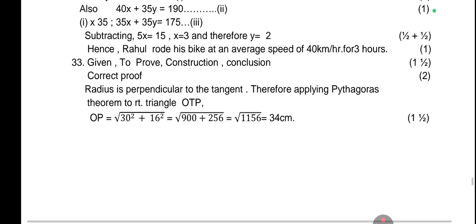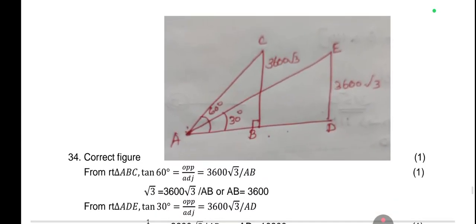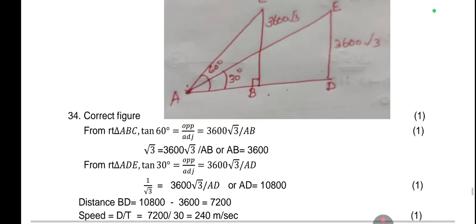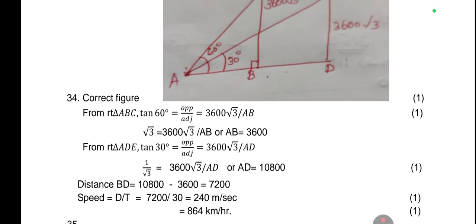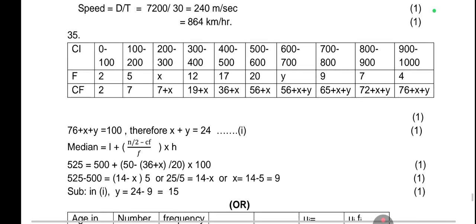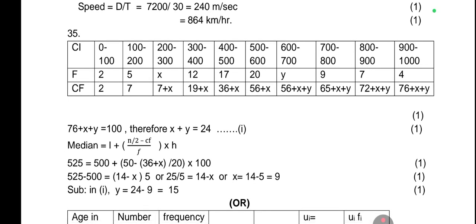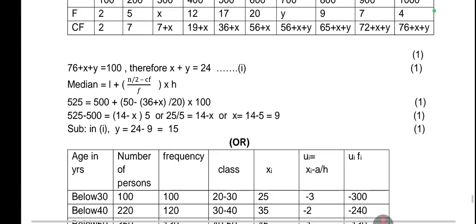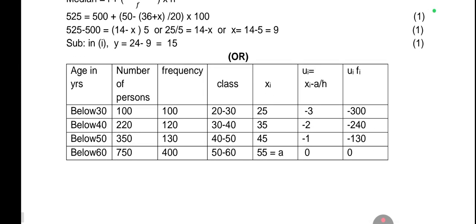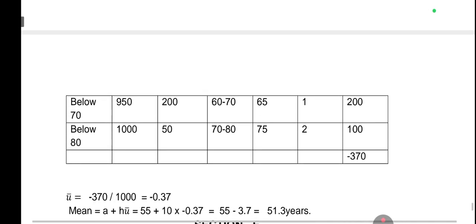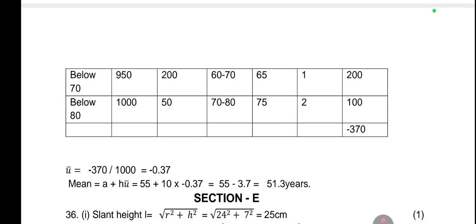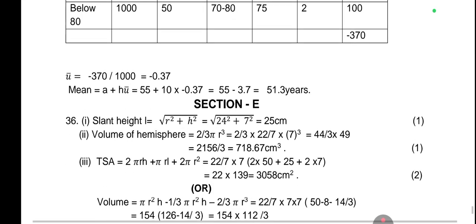My 33rd, the answer root 1156, that is 34 centimeter. Then you just see this 34th, speed 864 kilometer per hour. 35, children, X is 9 and Y is 15. Then less than, below, that is very much important. Go through. Mean value is 51.3 years.